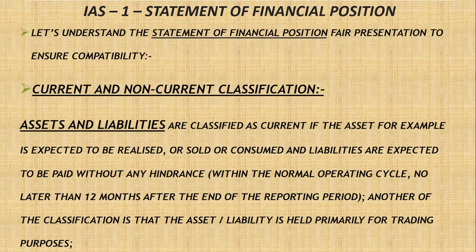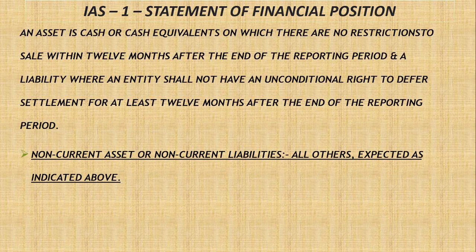Another classification is that the asset or liability is held primarily for trading purposes. An asset is cash or cash equivalents on which there are no restrictions to sale within 12 months after the end of the reporting period, and a liability where an entity shall not have an unconditional right to defer settlement for at least 12 months after the end of the reporting period.